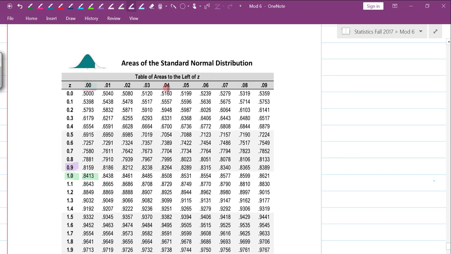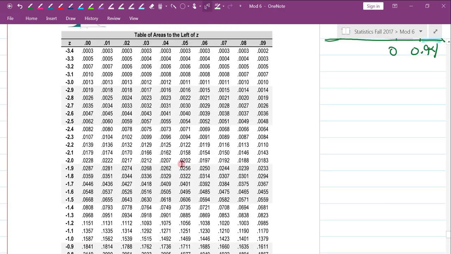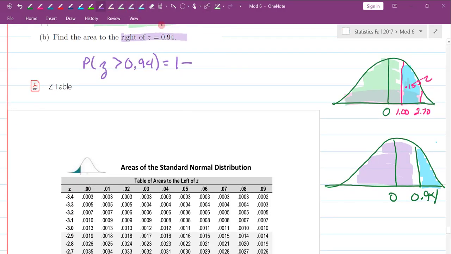0.9 right here, and then my hundredths is right there. Looking at the intersection of the two, it's 0.8264. I hope my memory held out well for me there. And we're going to go 1 minus 0.8264, and we get the difference is 0.1736. So this area in here is 0.8264, and this area in here is 0.1736. Okay, so that's a picture that represents what we're looking for.